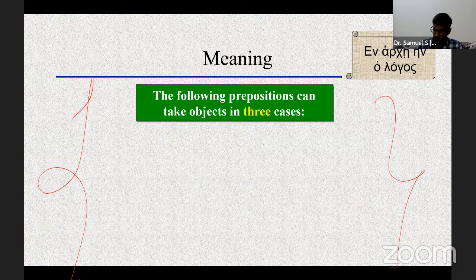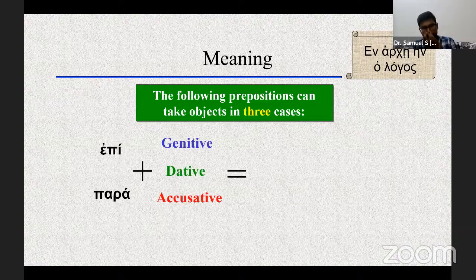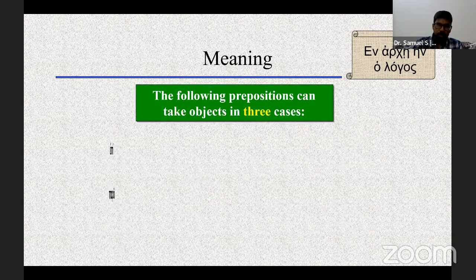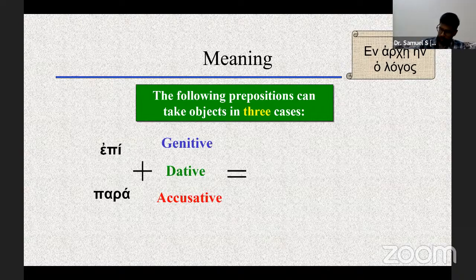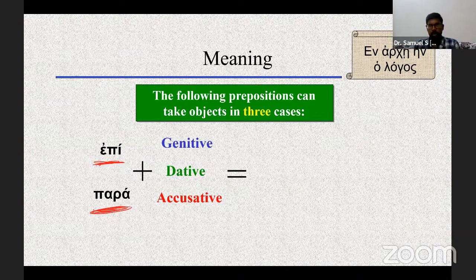Next, the following prepositions can take objects in all three cases: genitive, dative, accusative. In the prepositions that take two cases, there's no dative, right? But now in the prepositions that take all three cases, thankfully there are only two. The two prepositions that take objects in all three cases are epi and para.